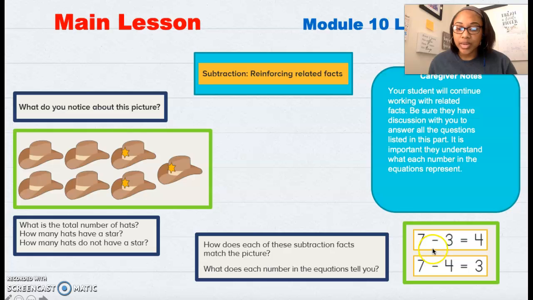Well, in the top equation, I have minus 3. What is that telling me? Good job! They're subtracting the hats that have a star on them to find out how many hats do not have a star. So what's going on in this bottom equation? How did they mix those numbers up to create a related fact?